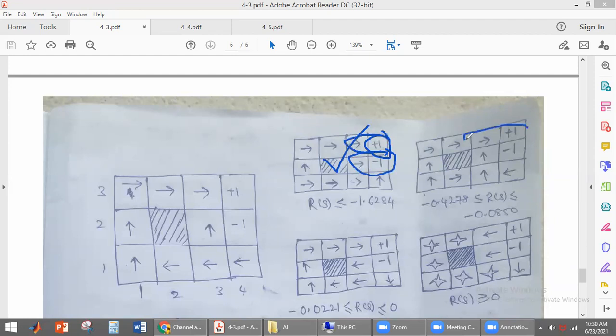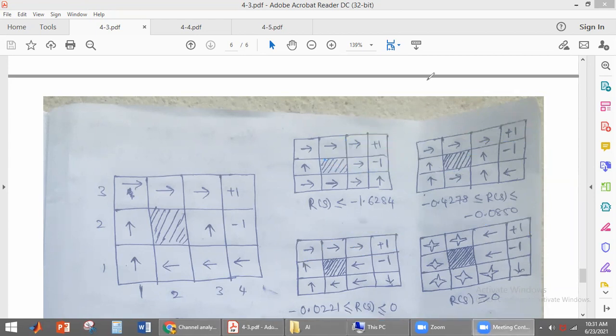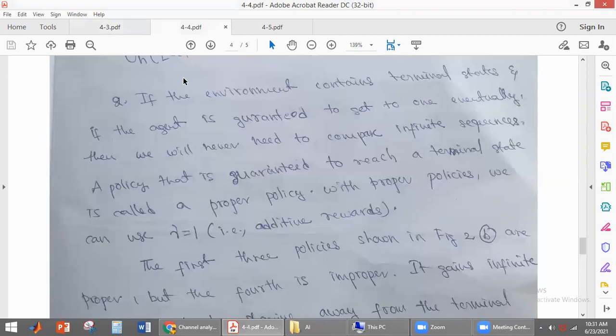Here also it is reaching the terminal state plus 1, so this is also a proper policy. Here also it is reaching the terminal state plus 1. This is also a proper policy. This is the policy where it is not reaching the terminal state. This is called an improper policy. A policy which reaches the terminal state is called a proper policy. The policy which is not reaching the terminal state is called an improper policy.